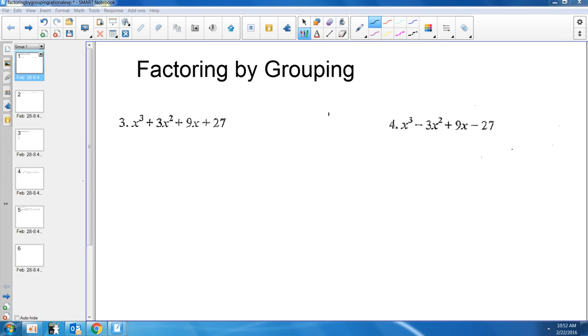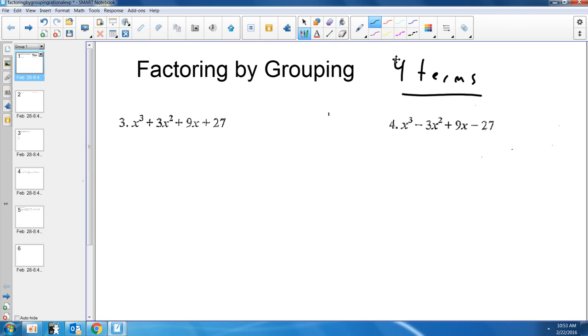Factor by grouping is when you have 4 terms. And when you have 4 terms, there will be 2 sets of pairs that you can pull terms out of. For example, if you look at this one, you see there are 4 terms. You can't pull anything out of all 4. That would be the first step.